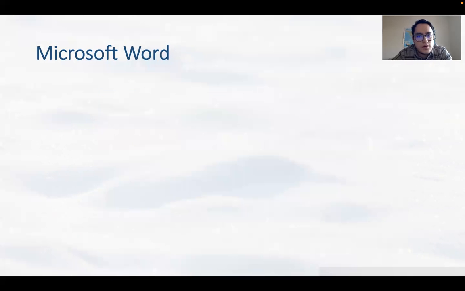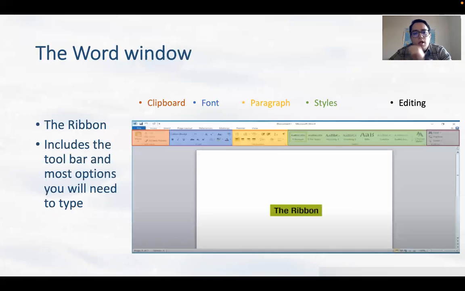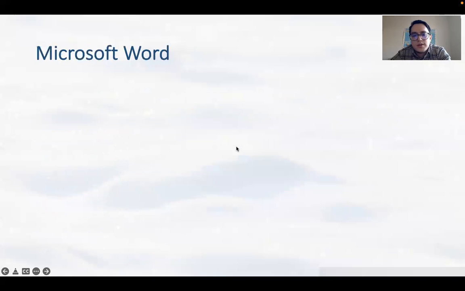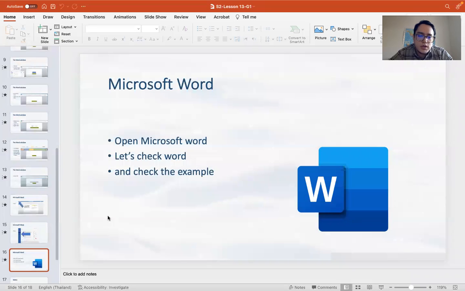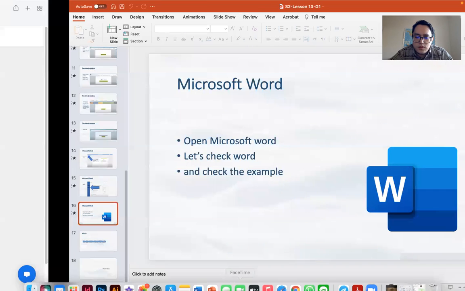And before we move on, I would like to tell you about the ribbon. The ribbon basically can change when you go to different parts. When you go to references, page layout, the ribbon and tools might change. So the ribbon is not the same all the time. For that, we will see it now. We can take a look at Microsoft Word real quick, and we will come back.